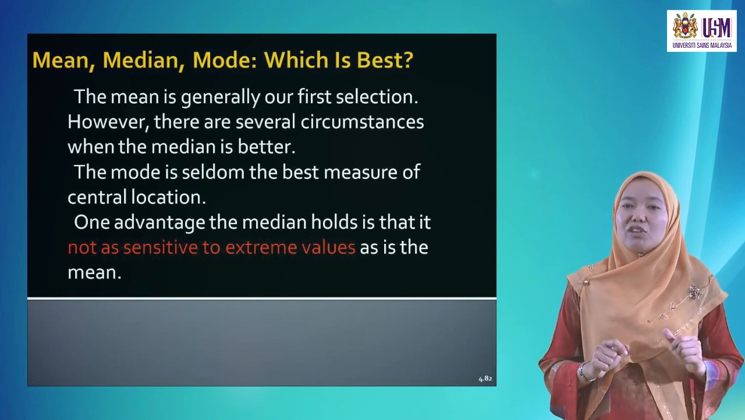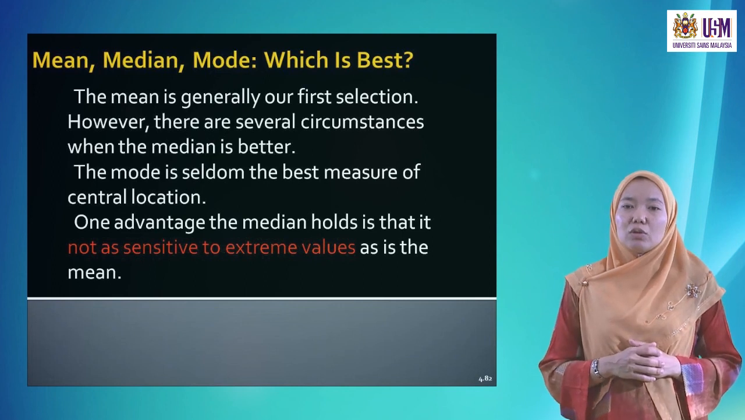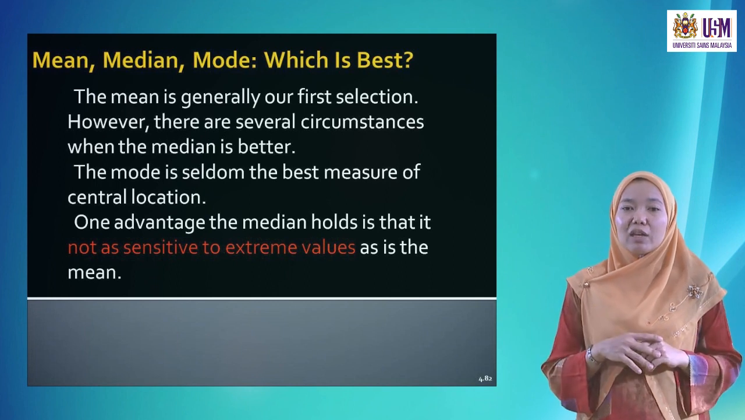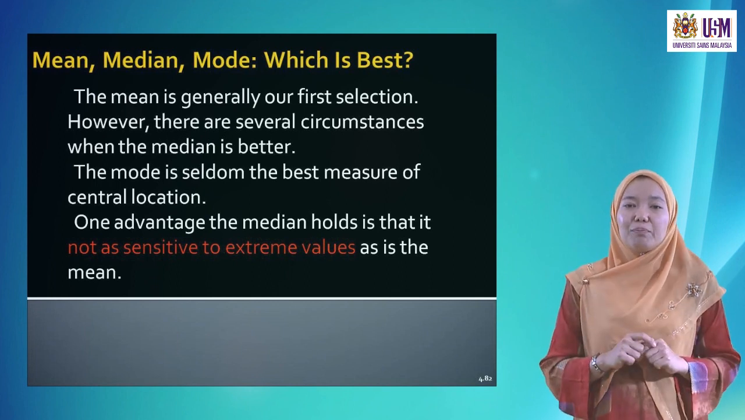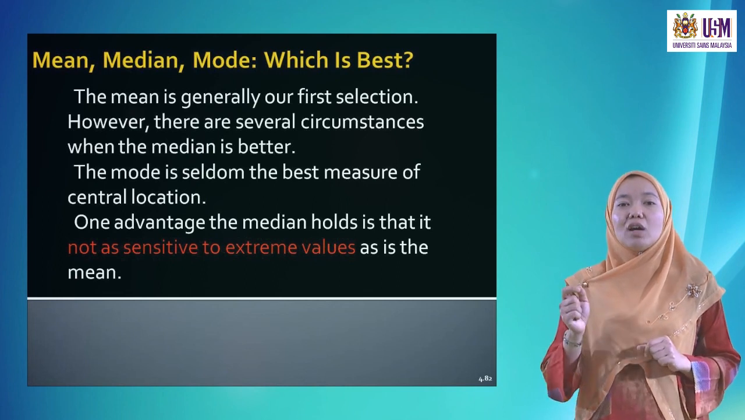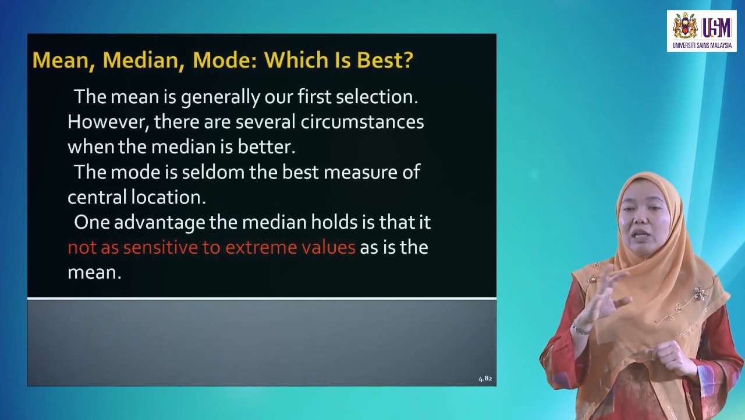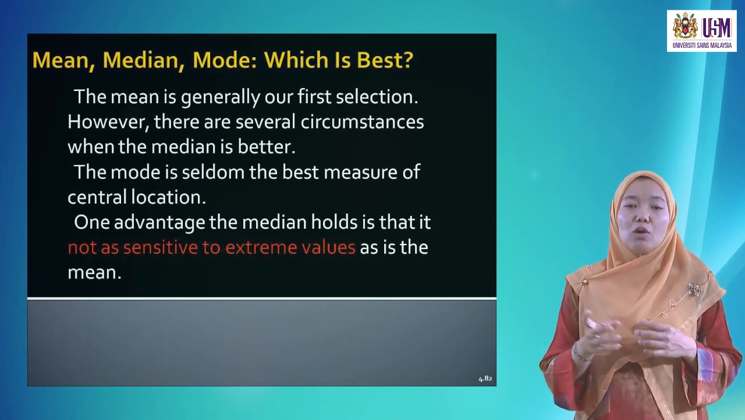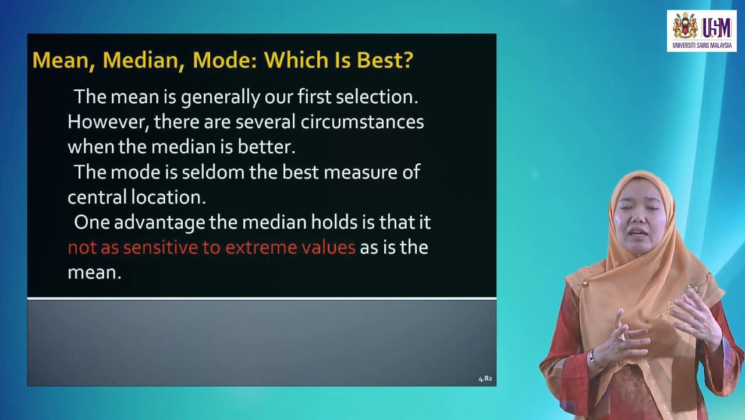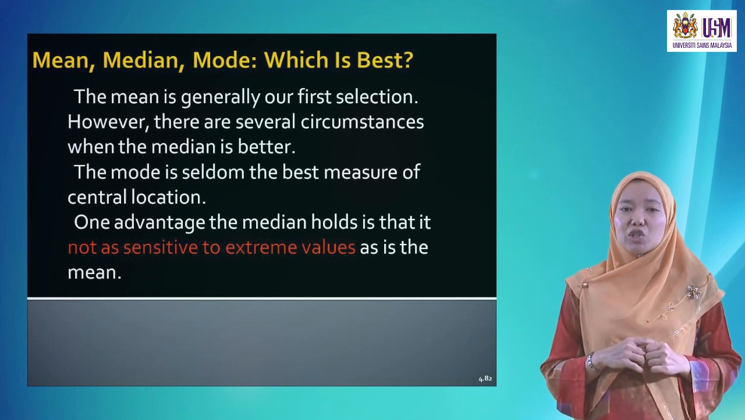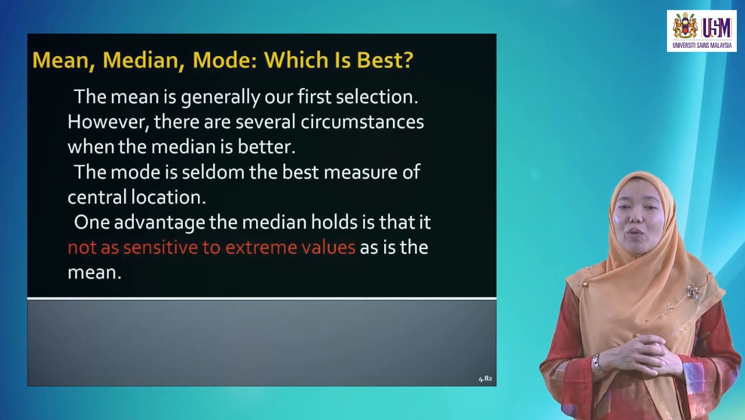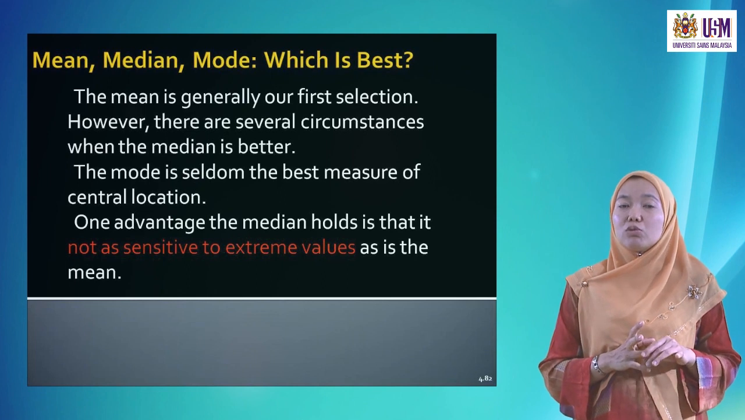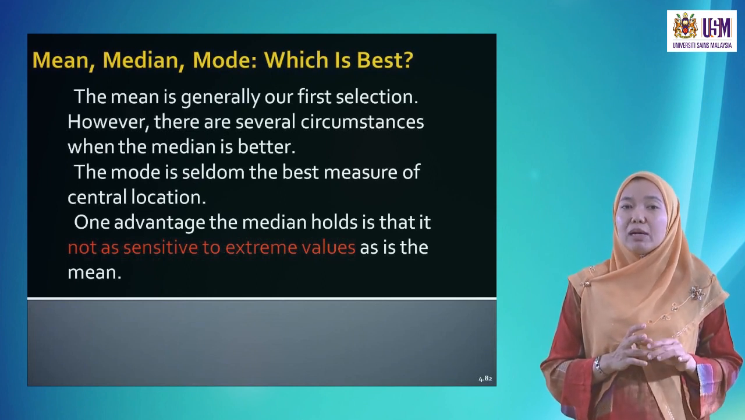Same thing if you look at one class of students. Let's say we are measuring the mean weight. Normally, when we talk about normal distribution, everyone is of average weight. But let's say you have one person in the class who is of extreme weight, maybe we can say obese. In that case, when you include one obese person into the average calculation, the overall average weight for the whole class has increased. That is why sometimes we do not prefer to use the mean, we prefer the median.